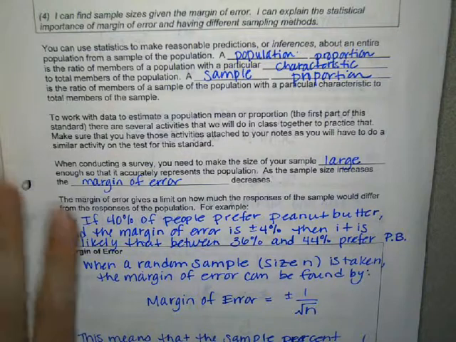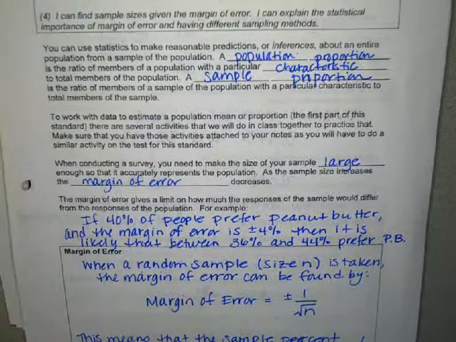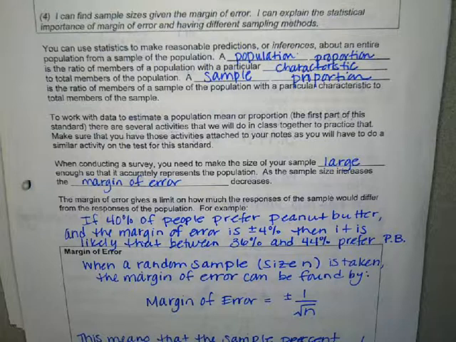Okay, where was I? Oh, when conducting a survey, you need to make the size of your sample large enough so it accurately represents the population. If I was doing a survey of all my students and I only asked 3 students after school, that's not a large enough portion of my student population to decide on anything. So that would have a very big margin of error because I'm only asking 3 people.